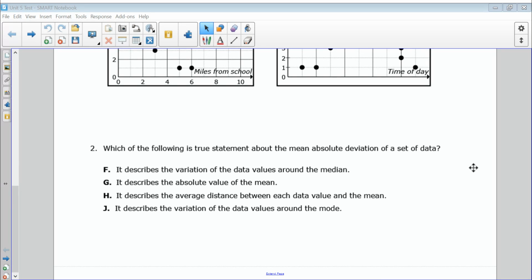Question 2. Which of the following is a true statement about the mean absolute deviation of a set of data? F. It describes the variation of the data values around the median. G. It describes the absolute value of the mean. H. It describes the average distance between each data value and the mean. J. It describes the variation of the data values around the mode.